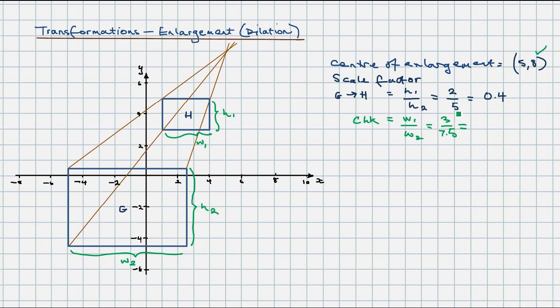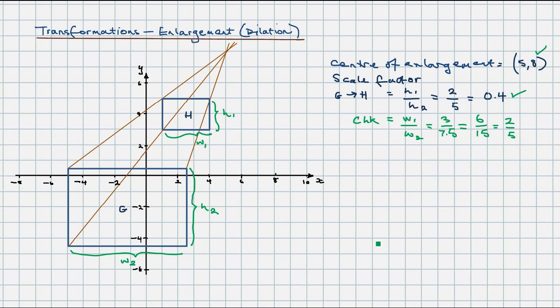Now that at the moment doesn't look like 2/5, but we don't want 7.5 in the denominator, so let's double both numerator and denominator so that we get 3 times 2 is 6, 7.5 times 2, well, that's 15. Okay, and does that simplify to 2/5? Yes, because we can divide 6 by 3 to get 2, and we could divide 15 by 3 as well to get 5. So that gives us a check of our scale factor.